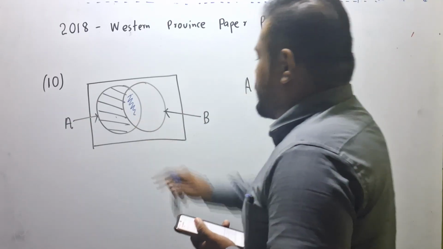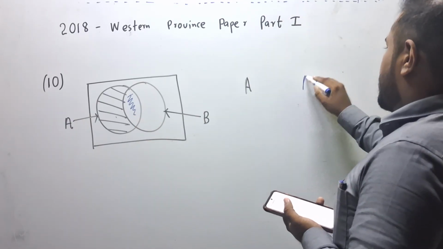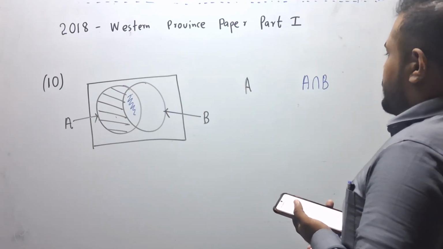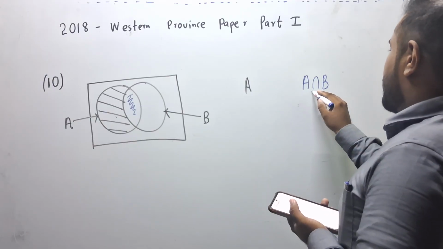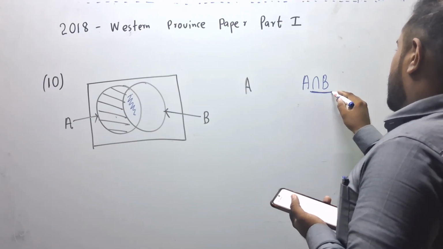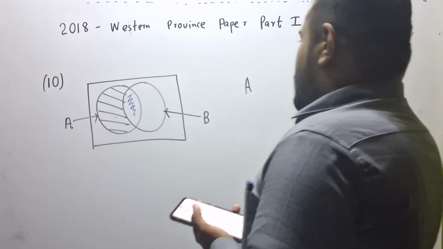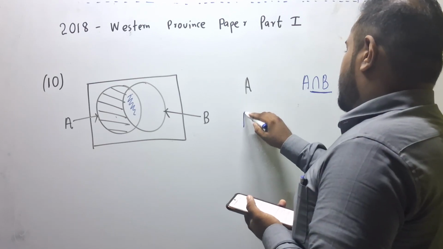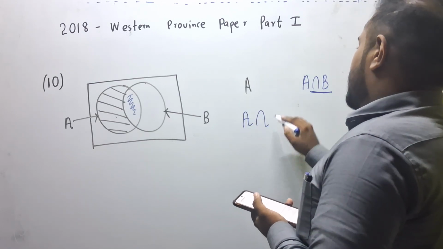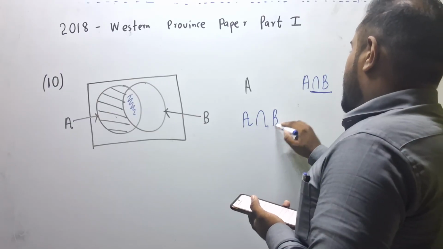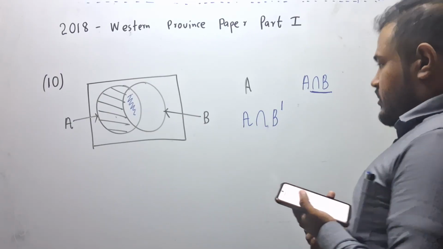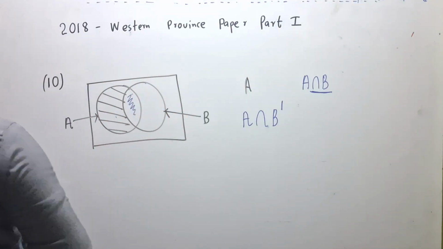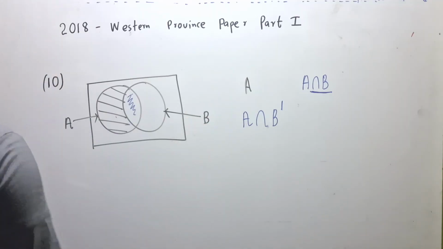What can we say about that part? That part is A intersect B. That means there is an intersection with B. So what you have to do is remove that part. So you can write it as A intersecting with B dash. A without B. So this is the answer.